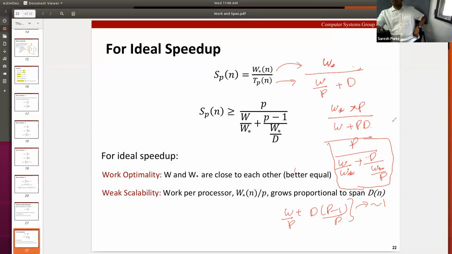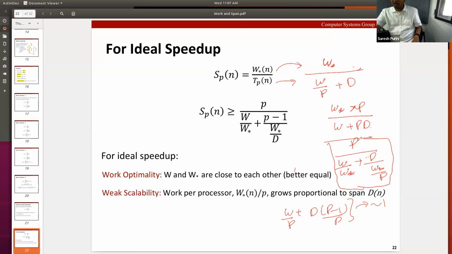Are you with me or lost here? It's very simple, except that my handwriting is bad. Apart from that, it's simple. So you have a P going to the numerator, and we are bringing W star to the denominator, and we are rewriting it differently. Yes or no? How many of you are with me? Can I see? Make sense?